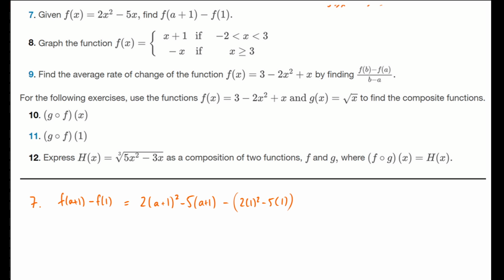So 2 times (a plus 1) squared is going to give us a squared plus 2a plus 1. That's just a plus 1 times a plus 1 and foiling it out.